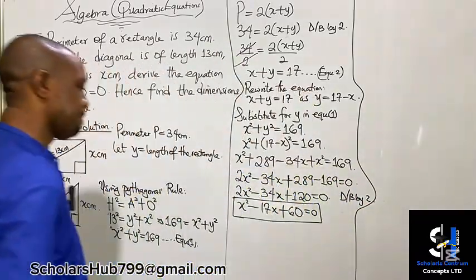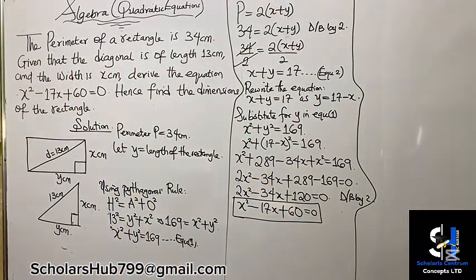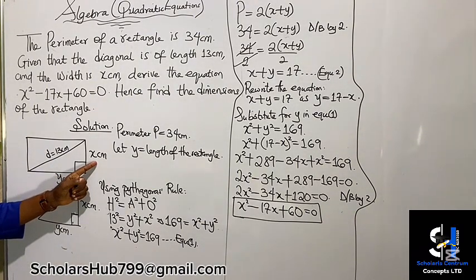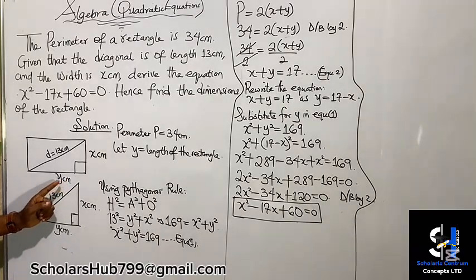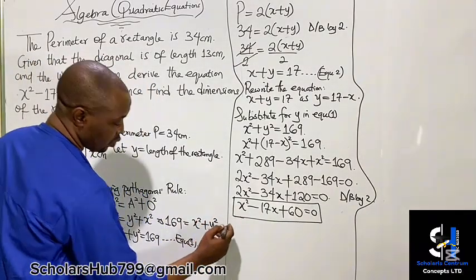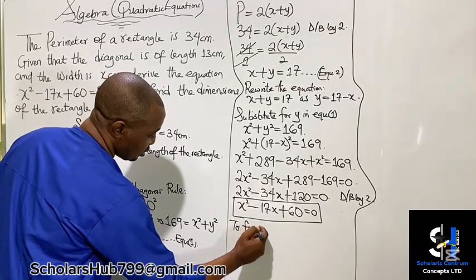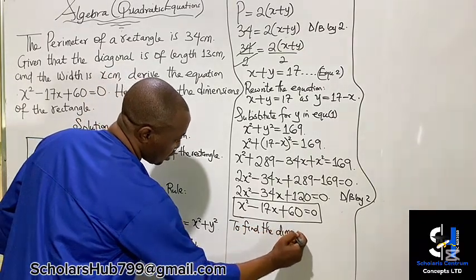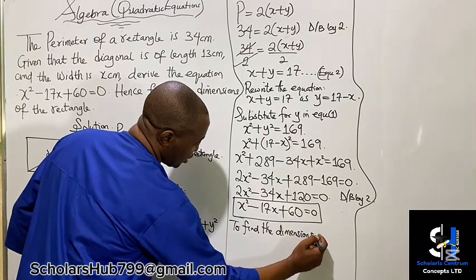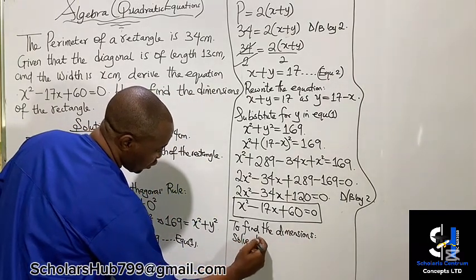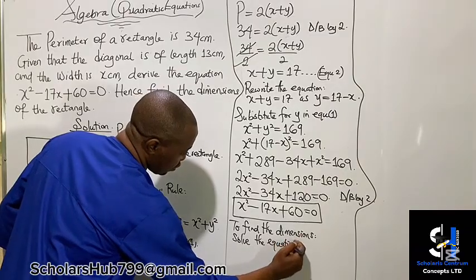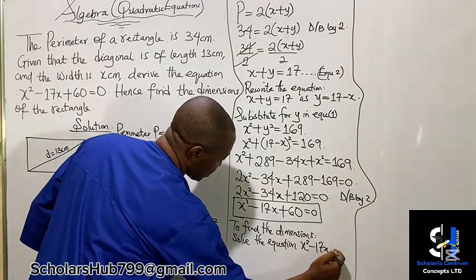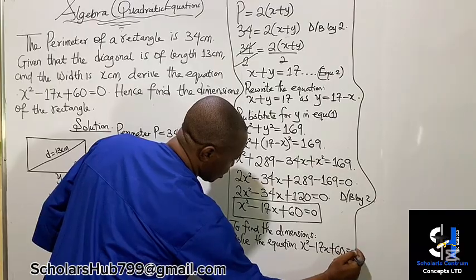So now, hence, find the dimensions of the rectangle. Which means we need to find the value of x and also the value of y. Remember, y is the length, then x is the width. So we need to solve this equation to find the dimensions. We solve the equation x squared minus 17x plus 60 equals 0.